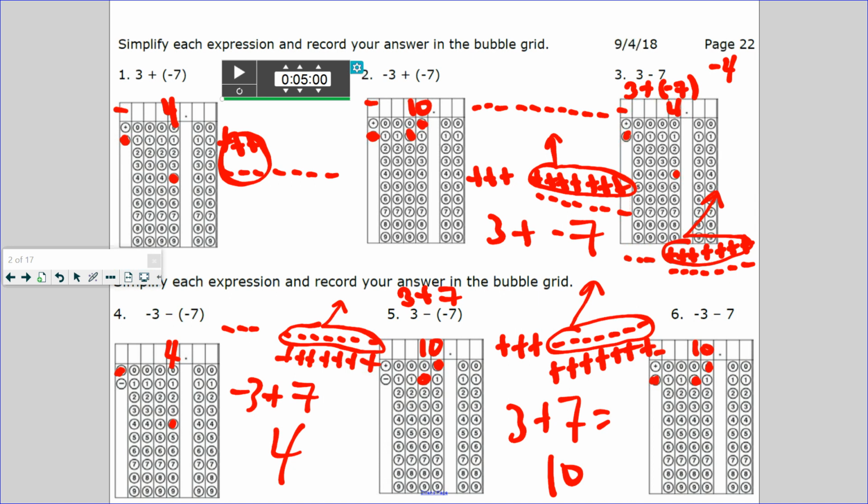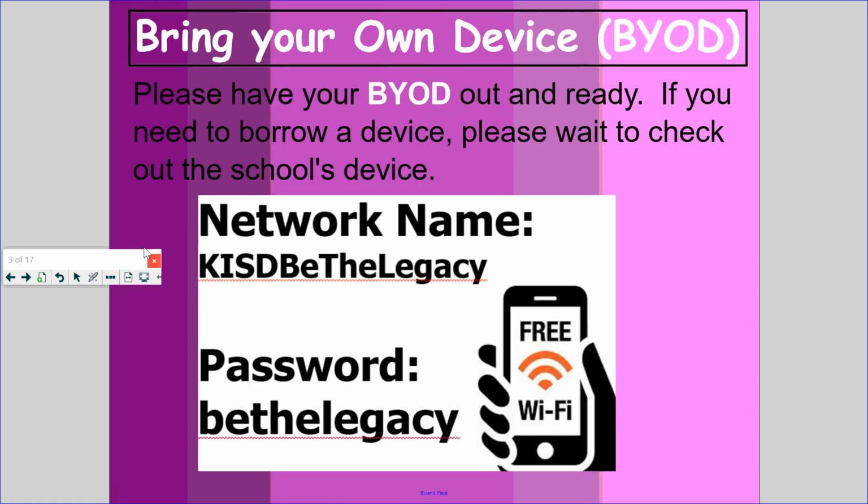Or if you don't like it, add the opposite. Keep the -3, turn subtraction to adding. Opposite of 7 is -7. -3 plus -7 is -10. All right, so for today's activity, you will need a device.